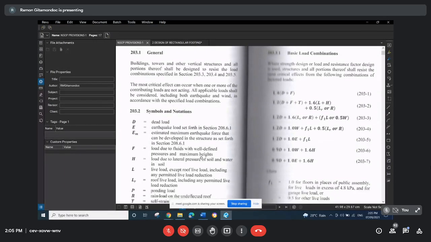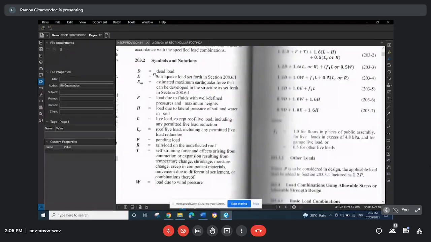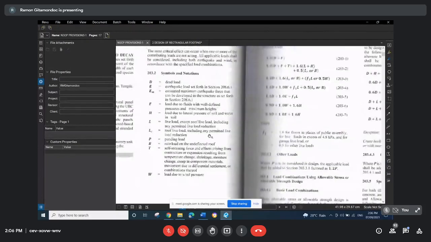So you have here the symbols and notation. D is for dead, E is earthquake, EM is estimated maximum earthquake force, and you are referred to this section here. Then F is for fluid, H for lateral pressure, L for live load, LR for roof live load, P is the ponding load, R is rain load, and T is for self-restraining force, for example due to temperature, shrinkage, moisture, creep. And W is the load due to wind.